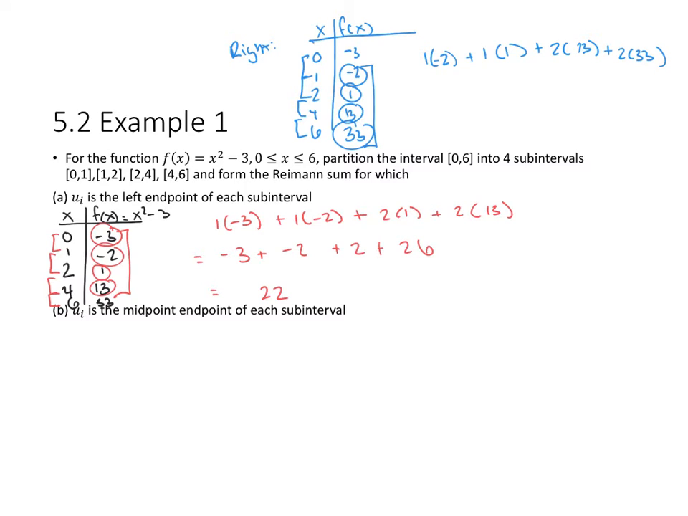So notice again, we have excluded one of our endpoints. In the first case, when we used our left intervals, we excluded the last point, and when we're using our right, we exclude the first point. So either the first or the last always gets excluded. For the right, we only take the last 4, and for the left, we take the first 4. Okay, so now let's do that. We get -2 plus 1 plus 26 plus 66. We get 91. So what this tells us is that our area is somewhere in between 22 and 91.